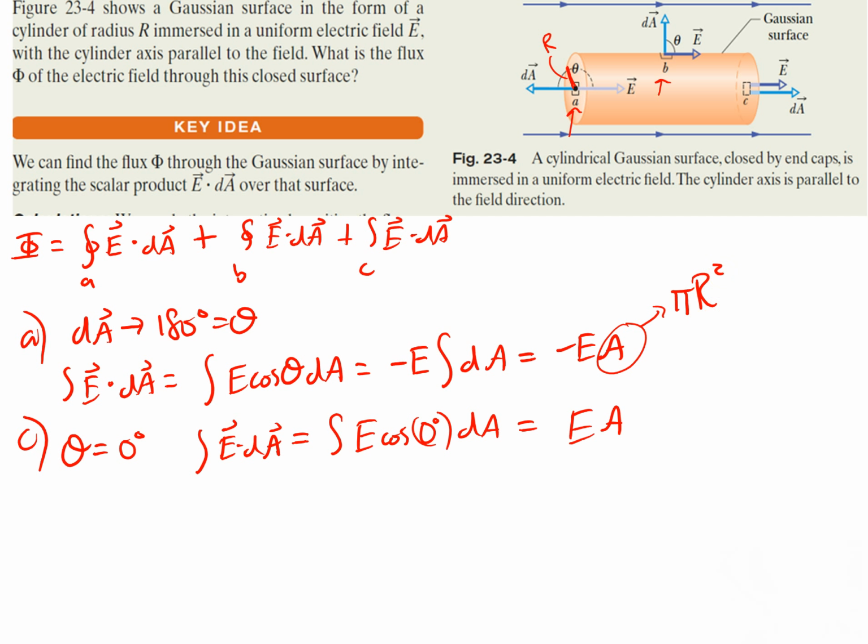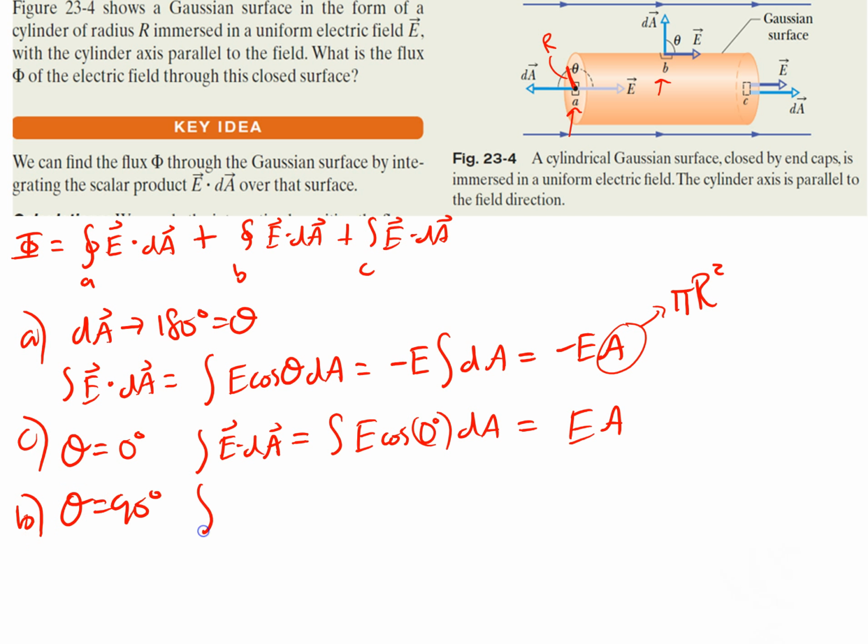All right. Well, now let's look at B. All right. So in this case, as shown up here, our electric field is to the right. Our area vector is going to be perpendicular to that at a 90-degree angle. Therefore, for B, our theta is 90.